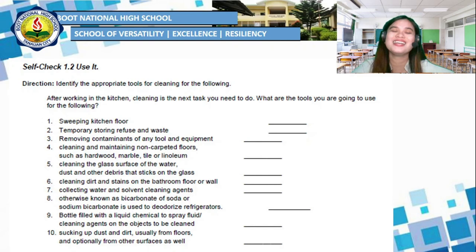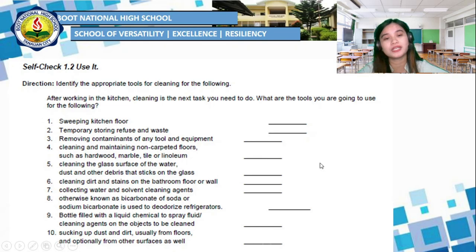Okay. Next, number 9, a bottle filled with a liquid chemical to spray fluid cleaning agents on the objects to be cleaned. The answer is already there, okay? Okay, next, number 10. Sucking up dust and dirt, usually from floors and optionally from other surfaces as well.